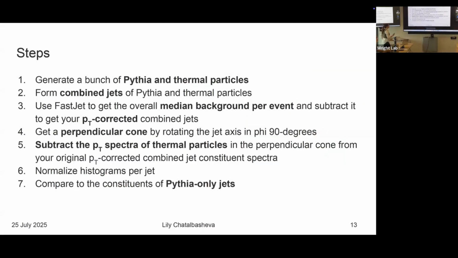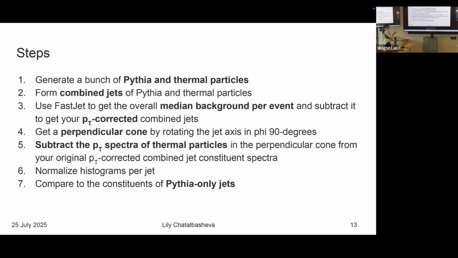Okay, so the steps that we covered so far is we generate a bunch of Pythia and thermal particles, we form combined jets, we get the median background, we correct for it per event, and then we do our perpendicular cones from every combined jet just by rotating 90 degrees axis, and then we subtract the momentum spectra of those thermal particles in the perpendicular cone from our combined jet to essentially account for the thermal background that we would expect in experiments. And we would expect this to be only Pythia jets.